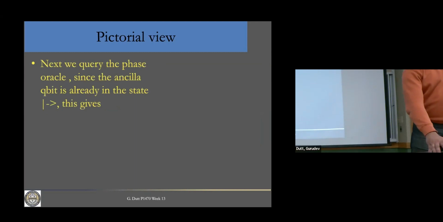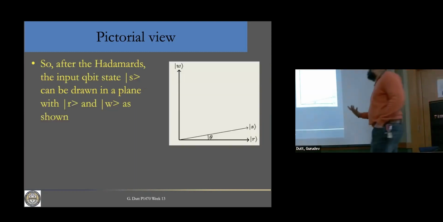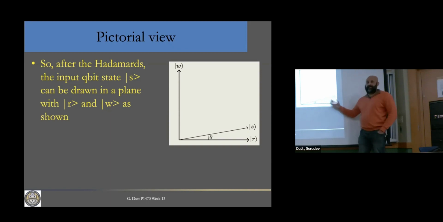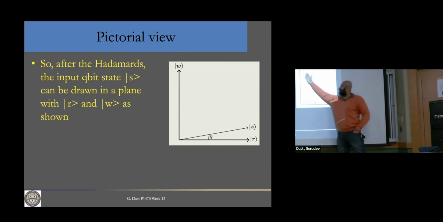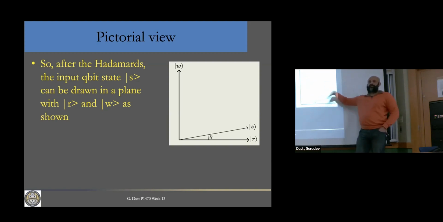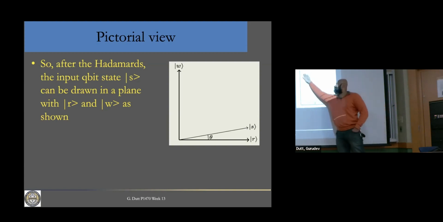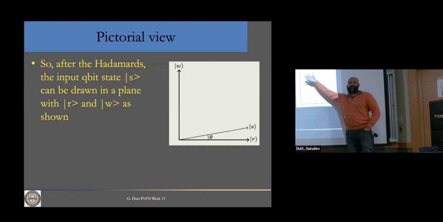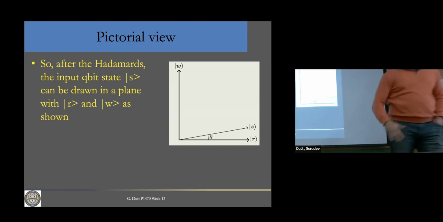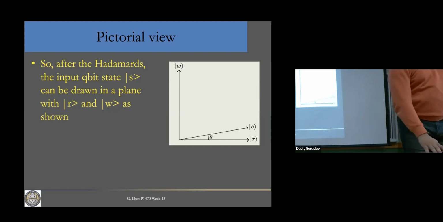Okay, so we need a way to amplify this angle and get it so that S is closest to W. That's what we want to do. Does that make sense? This is the pictorial representation, and it will help us understand the steps that we're going to have to do. Our goal is somehow to keep amplifying S until the angle theta ends up being almost equal to pi over 2. So that's what Grover's algorithm does.